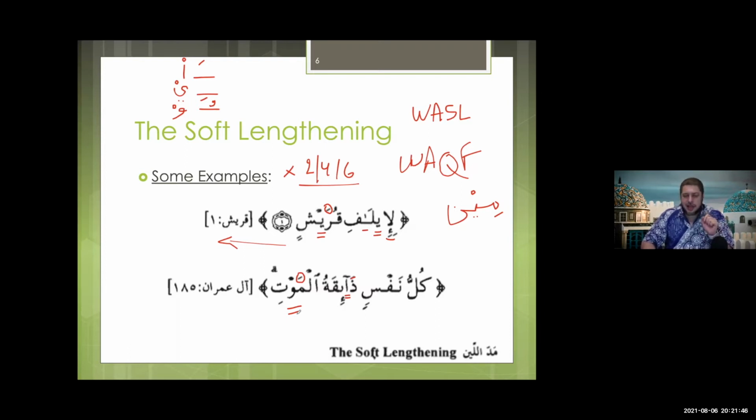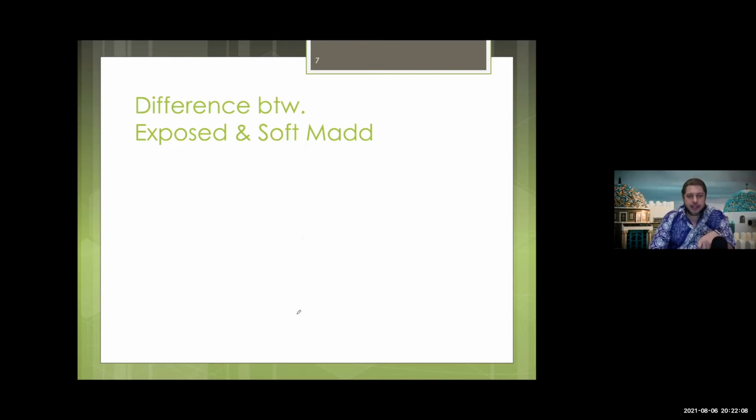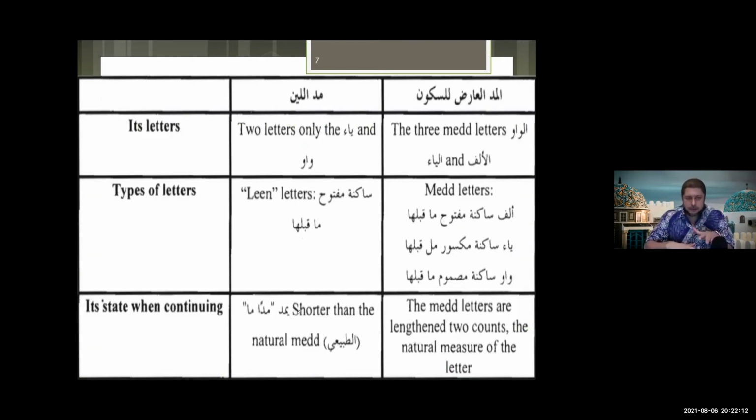The only difference is that if I continue, this will be cancelled, and it's actually even less than 2. However, last week's mad is, if I continue, it goes back to natural mad, which is 2. Right? All right. So let's have a look. We have a bit more. In fact, here is a comparison of this week's mad and last week's mad. Okay. So this table shows you a recap. Now, if we have a look on the top, it says in Arabic, al-mad al-arid lis-sukun. The mad that has sukun when we do waqf.